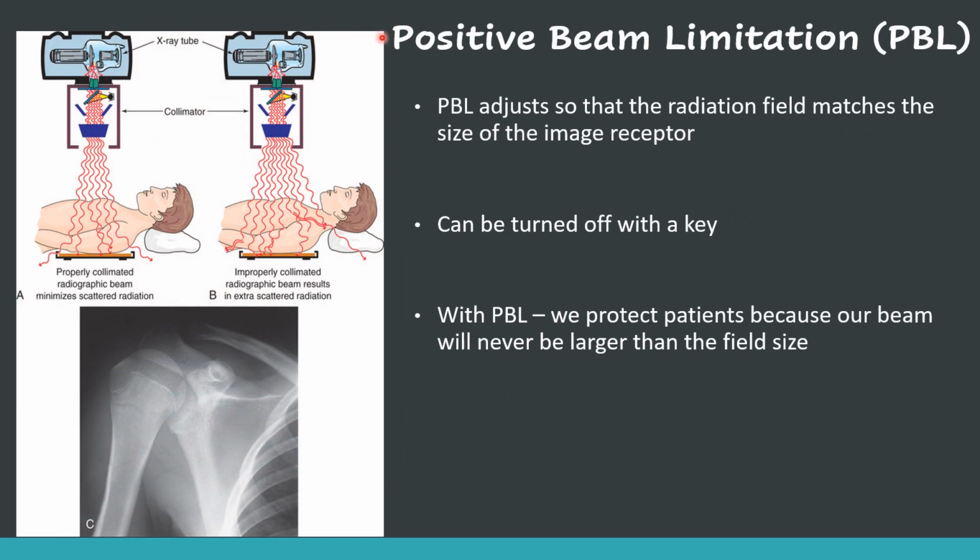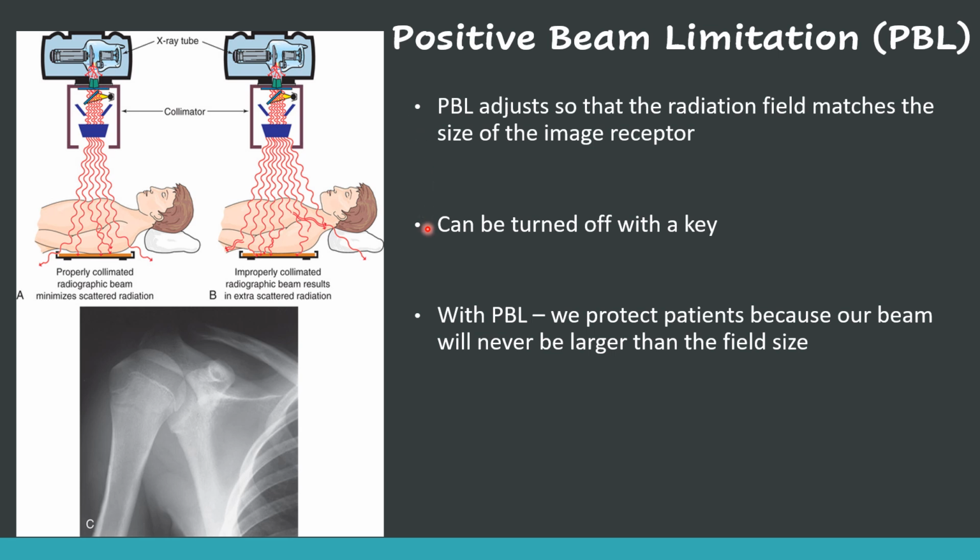Positive beam limitation. PBL adjusts so that the radiation field matches the size of the image receptor. So if you put a 14 by 17 cassette in there, then the light field should be 14 by 17. If you put a 10 by 12 cassette in there, then the light field should only be 10 by 12.